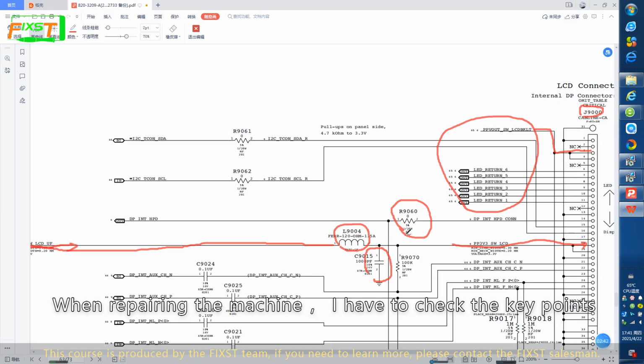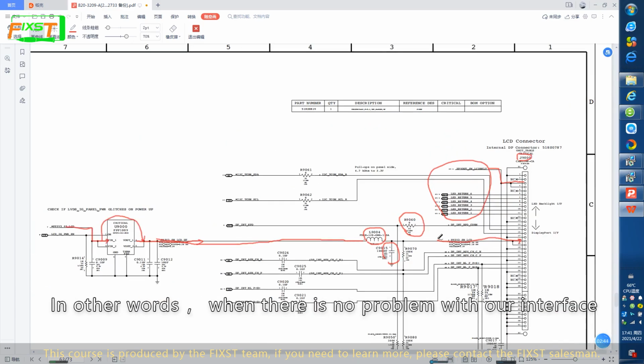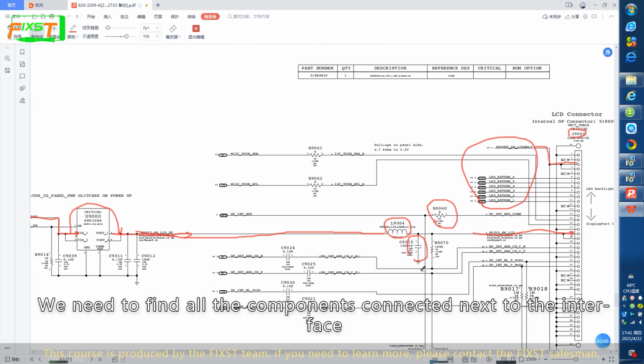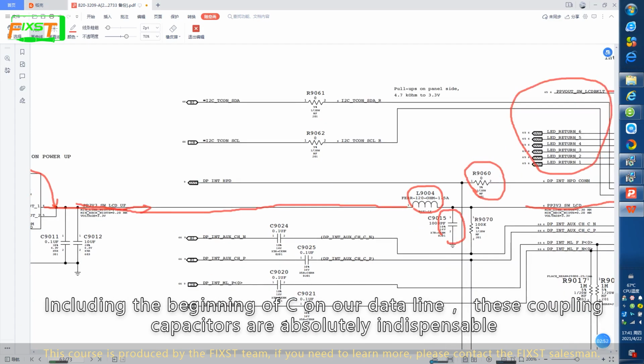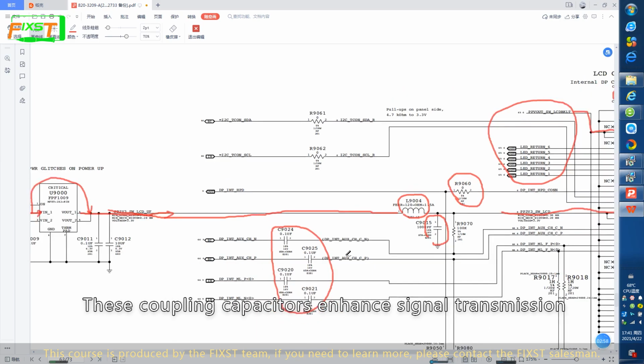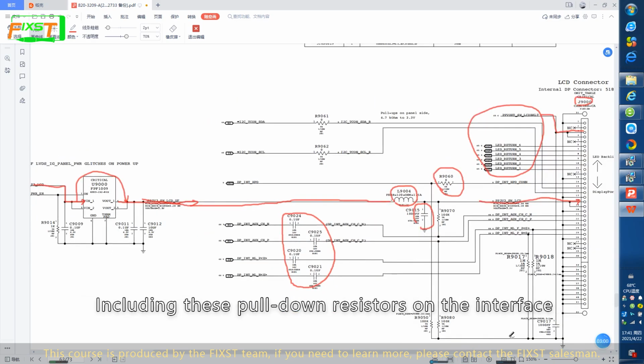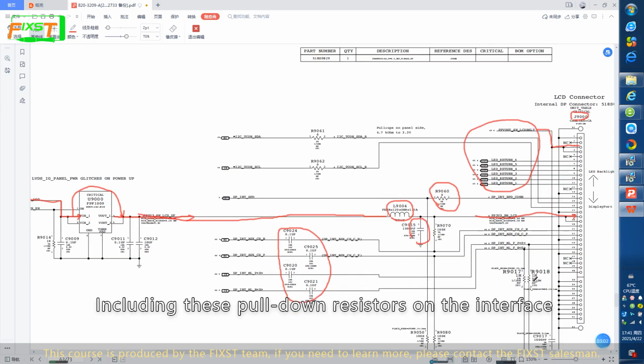When repairing the machine, I have to check the key points. In other words, when there is no problem with our interface, we need to find all the components connected next to the interface, including the beginning of the C on our data line. These coupling capacitors are absolutely indispensable. These coupling capacitors enhance signal transmission, including these pull-down resistors on the interface.